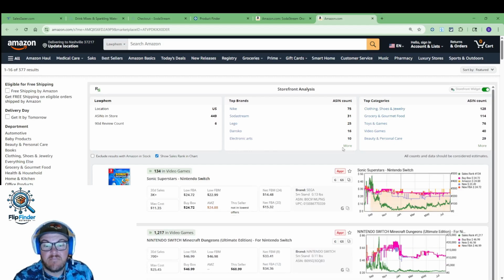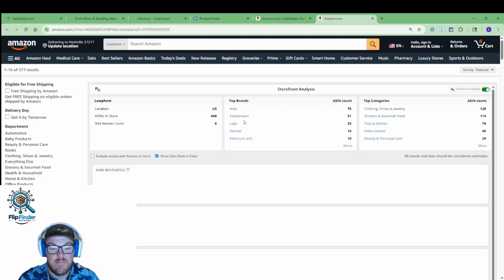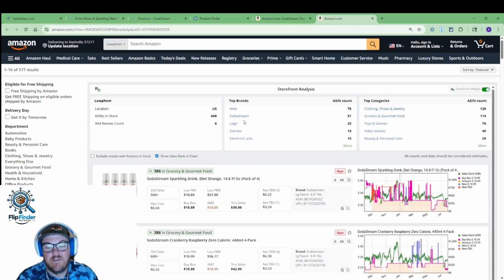Now, when you use RevSeller and you click into a storefront like this, they make reverse sourcing super easy, because I can instantly see the top brands that this seller is carrying. And I noticed one of them was SodaStream, which is great for us because we know SodaStream is currently on sale. We can see that he's got 31 different products from this brand. So what I can do from here is click on this SodaStream, and now I'm filtering this seller storefront to specifically that brand. That's going to make my life super easy.